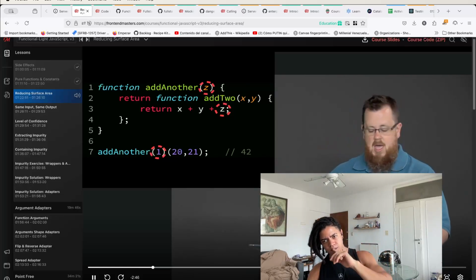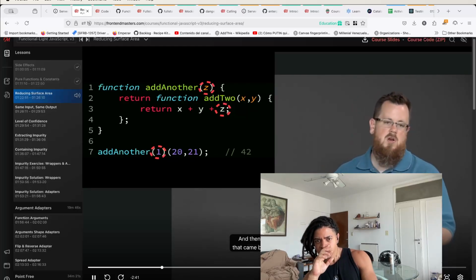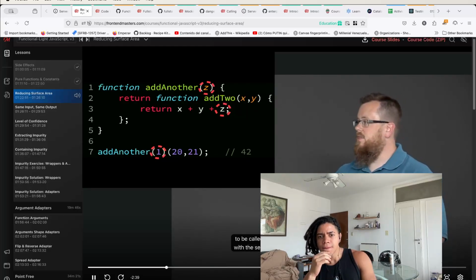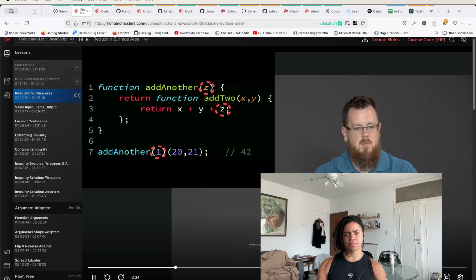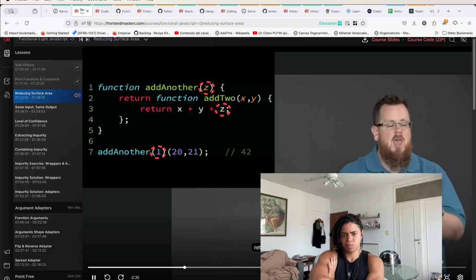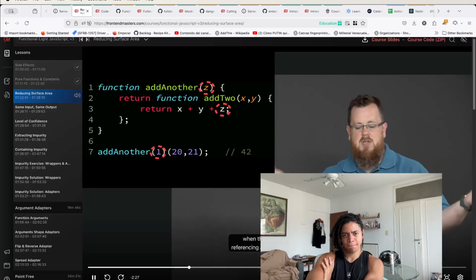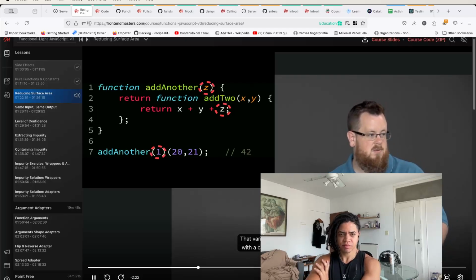Right? And then I execute that function that came back, which we know here to be called add2. I execute that with the second set of parentheses there on line 7. That second set of parentheses is executing an inner function that got returned back. And when that function runs, it is referencing a variable outside of itself. That variable was not declared with a const. It's a parameter.